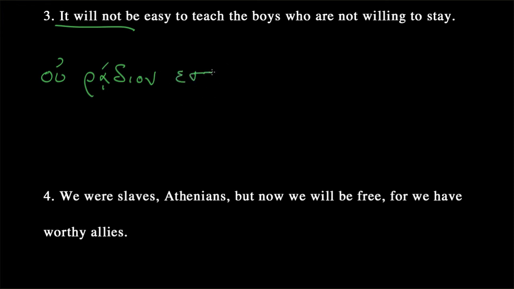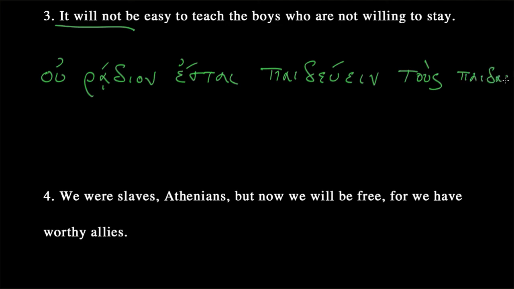And as we just saw in the above example, will, in the third person, is estai. So not easy will it be. Note that here this is not enclitic, so we don't get an extra accent on rhāidion. Ou rhāidion estai, that's all it is. It will not be easy to teach. Well, what's that? Paideúein, in the infinitive, just like that. To teach the boys, so we'll definitely need the article there, telling us the gender of these paídas. And note that that's a short alpha sigma, so that can be a circumflex.